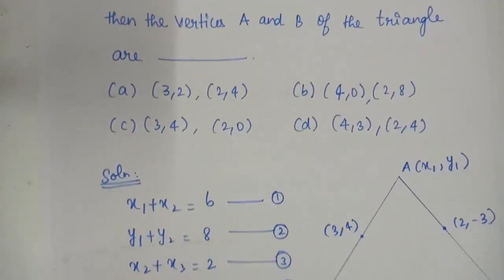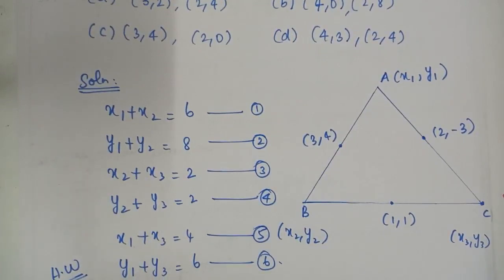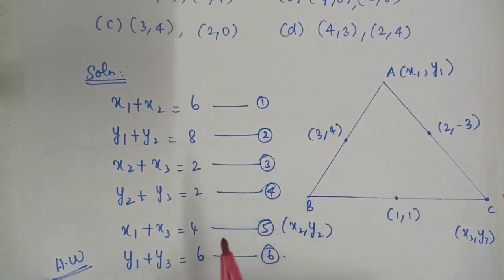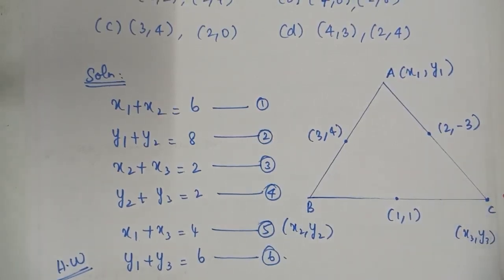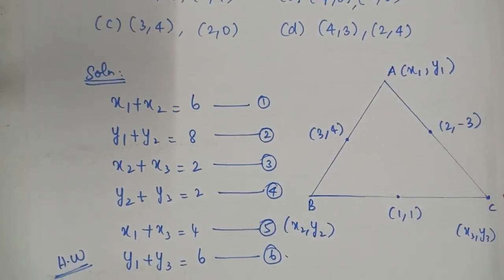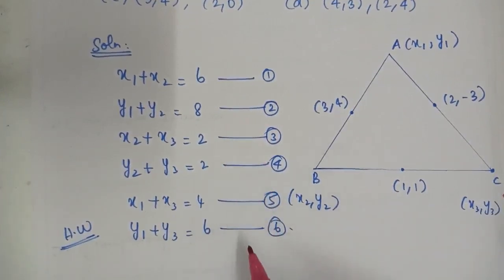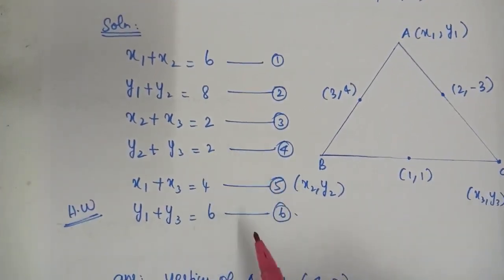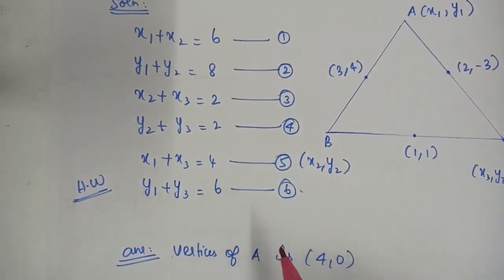So here we don't know the vertices of the triangle. We know only the midpoints of the sides of the triangle. We have already seen a model problem like this, problem number 7 in exercise 5.5, before the centroid, where we found the vertices. It is a similar model problem, you just try it. You get 6 equations. From those equations you can easily find the vertices A, B and C.